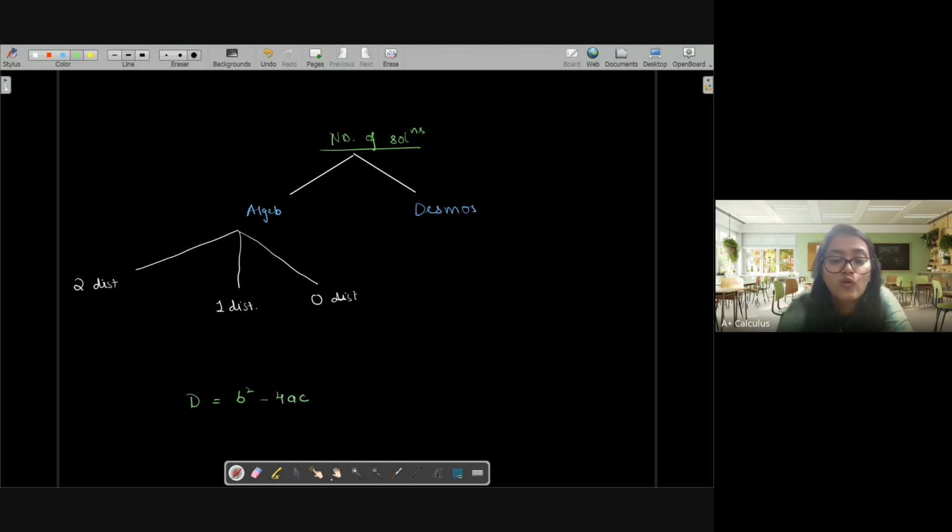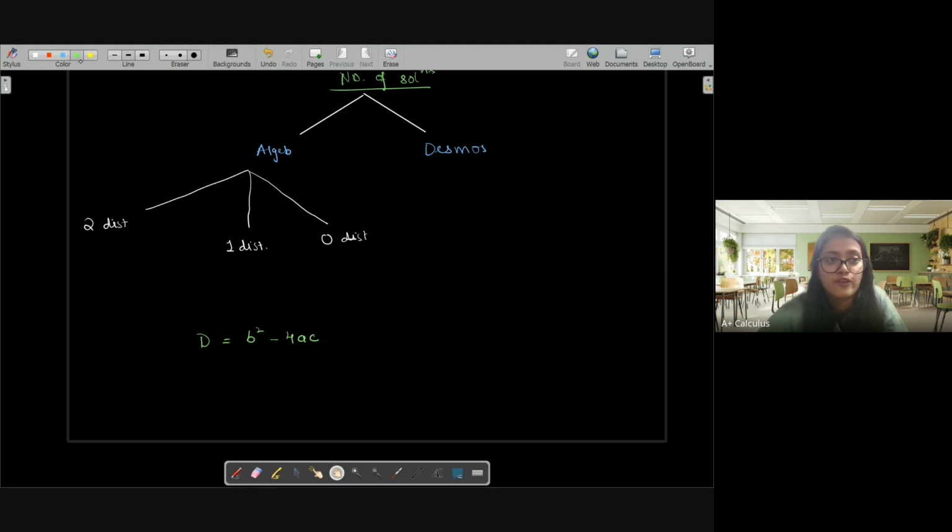So first you have to compare. Whatever your quadratic equation is, you will compare it with the standard form, ax squared plus bx plus c. You will find out the values of a, b, and c, and then you will find out the discriminant. Now, if your discriminant comes positive, then the equation will have two distinct real solutions. If your discriminant is equal to 0, then it will have one distinct real solution. And if it is negative, then it will have zero distinct real solutions.